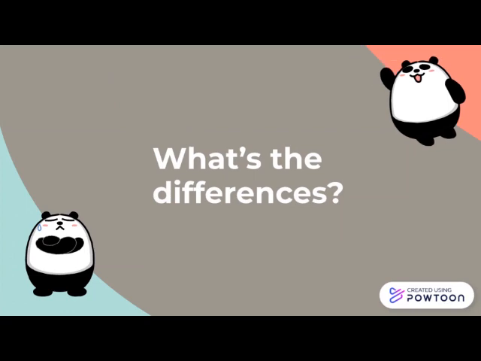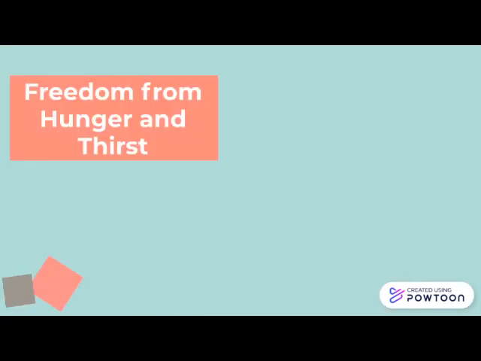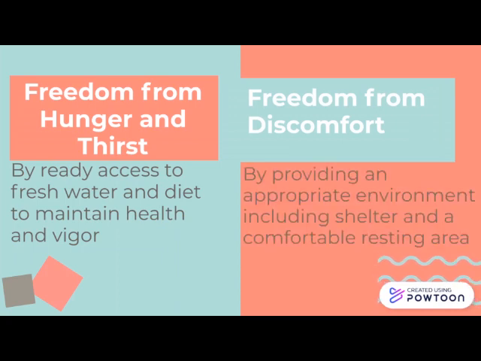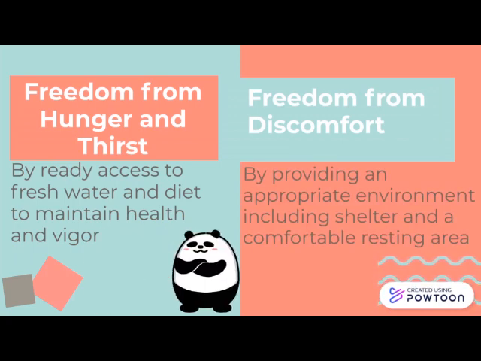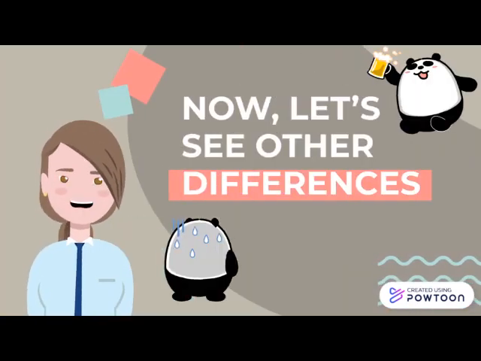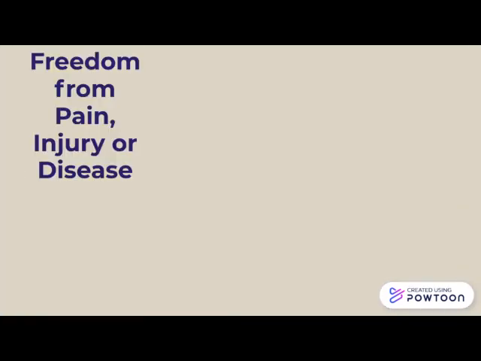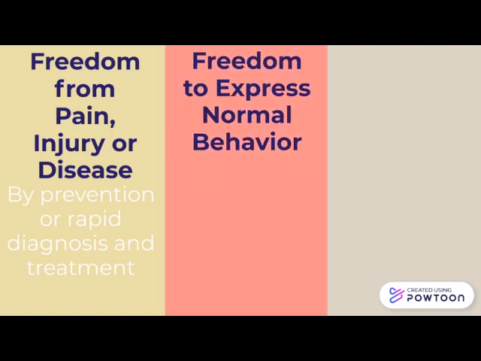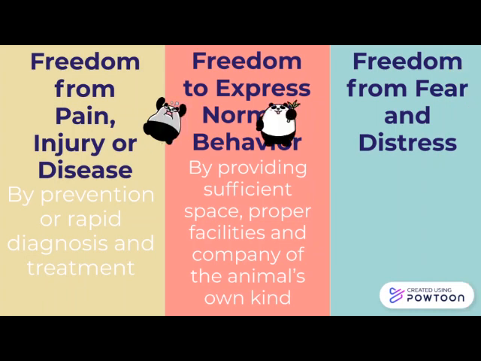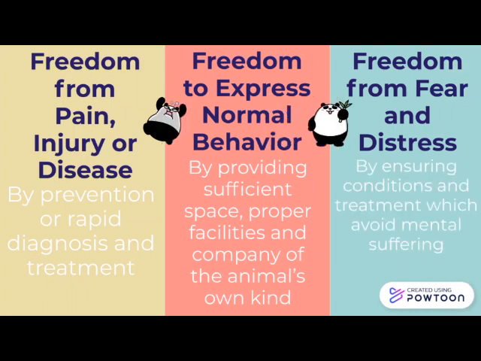What are the differences? Freedom from hunger and thirst is by ready access to fresh water and a diet to maintain health and vigor, while freedom from discomfort is by providing an appropriate environment including shelter and a comfortable resting area. Now, let's see other differences. Freedom from pain, injury, or disease is by prevention or rapid diagnosis and treatment, while freedom to express normal behavior is by providing sufficient space, proper facilities, and company of the animal's own kind, while freedom from fear and distress is by ensuring conditions and treatment which avoid mental suffering.